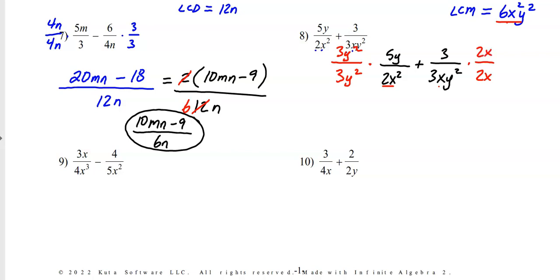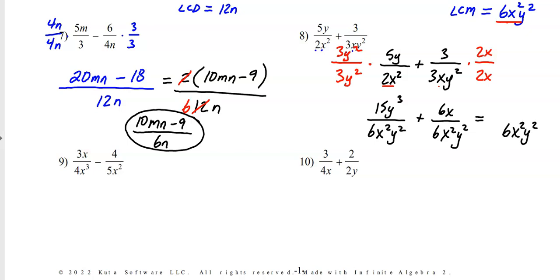So I'm going to clean this up a little bit. On top, I'm going to have 15y squared, or y cubed, I should say. Y squared times y would be y cubed over 6x squared y squared. And then I'm going to add to that 6x over 6x squared y squared. And so now my bottoms are the same. So I'm just going to keep my bottoms the same, like we did on the top problems. Then up top there, I have 15y to the third plus 6x.